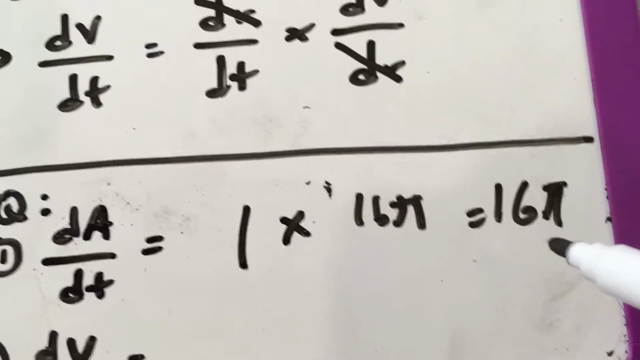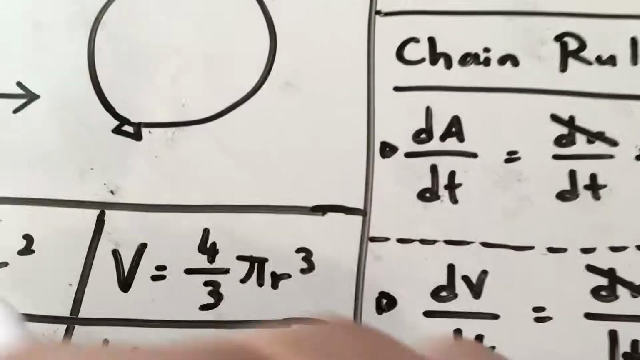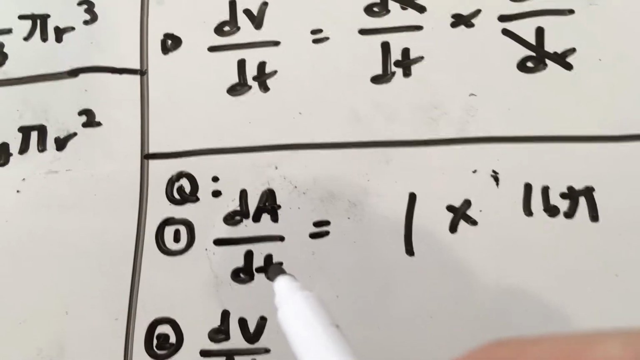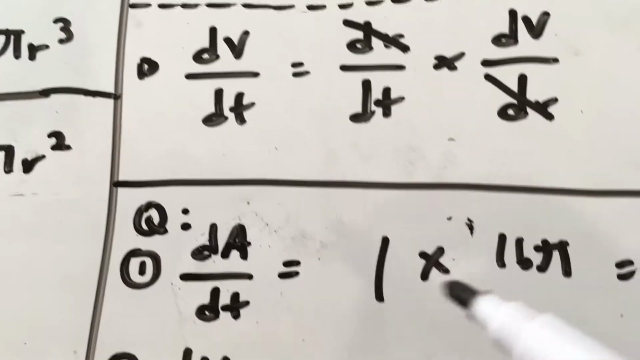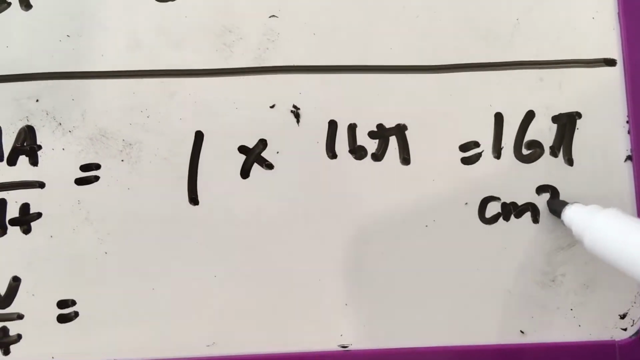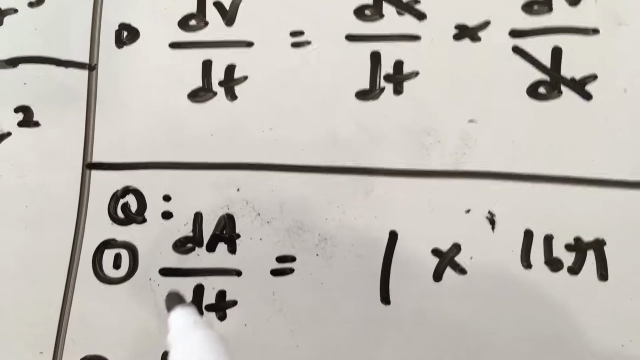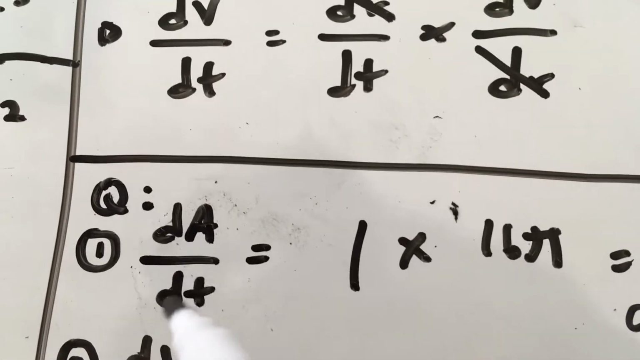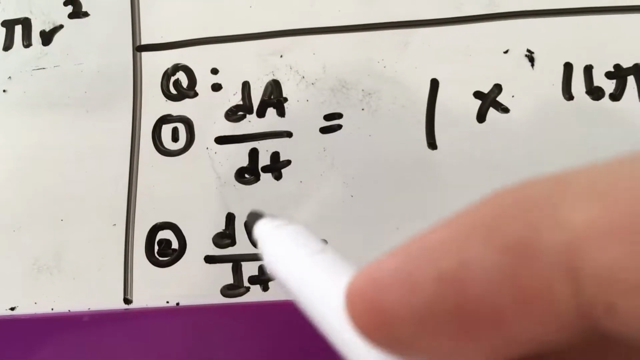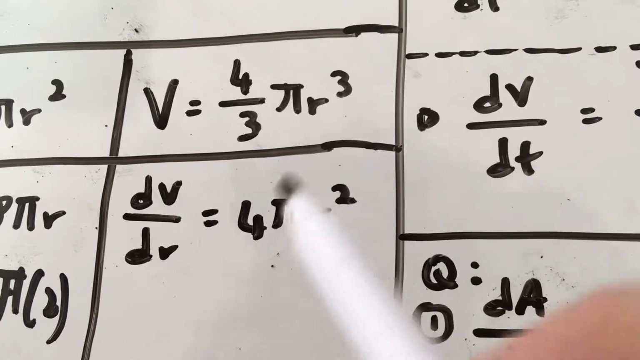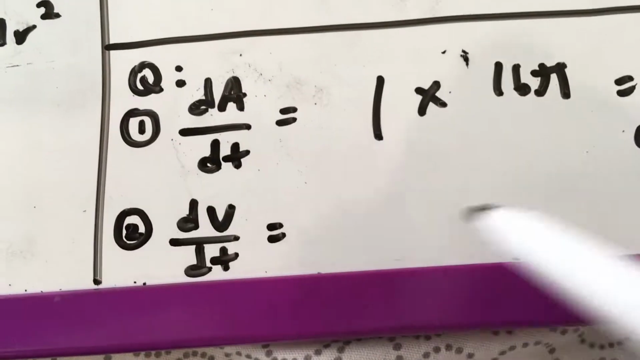Always remember your unit. So the unit is based on what's going on here. This is dA/dt, A is surface area, and surface area in this case was in cm, so it's cm squared. And since it's a rate, it's per unit time. Here it's every second, so I put per second, right? And the same goes for dV/dt. If I ask for this, sub the values into this equation, and you would find the answer for dV/dt.